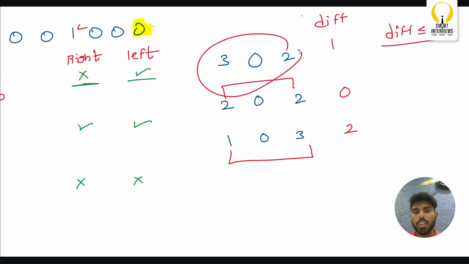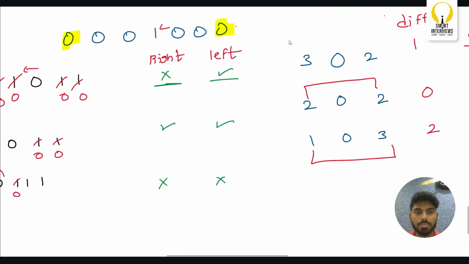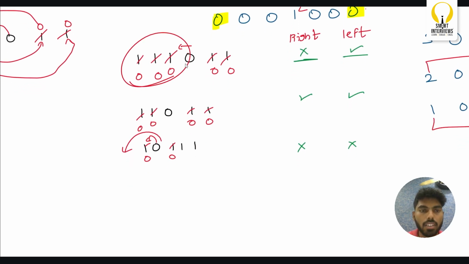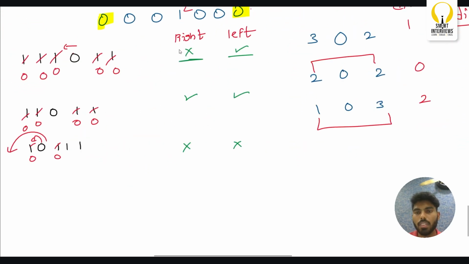But how do we get this? Like, what is happening here? Exactly. Here we are getting the prefix sum, as well as the suffix sum. But why are we getting the prefix and suffix sum?